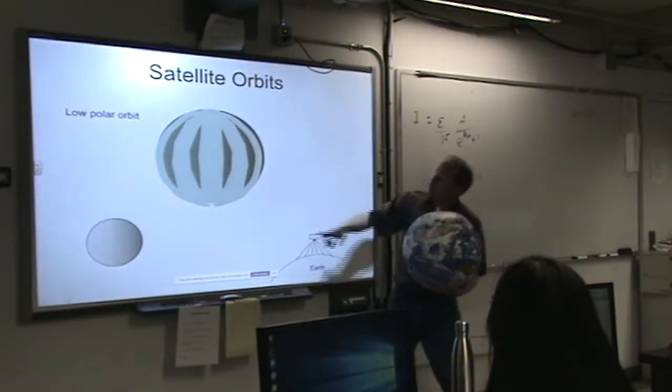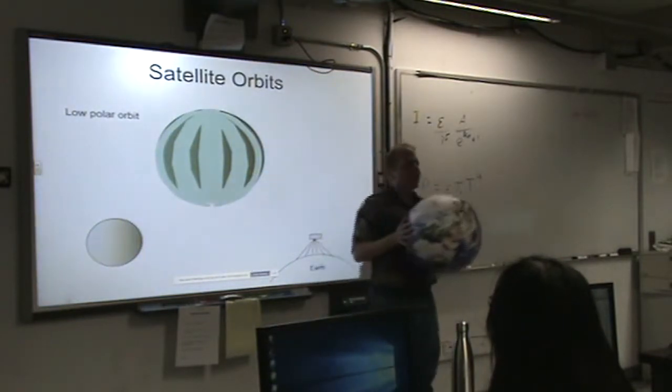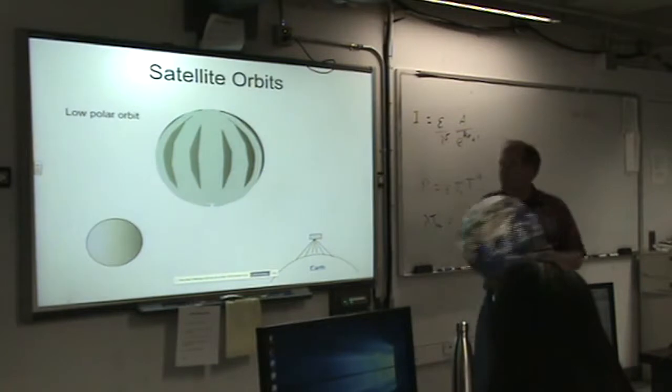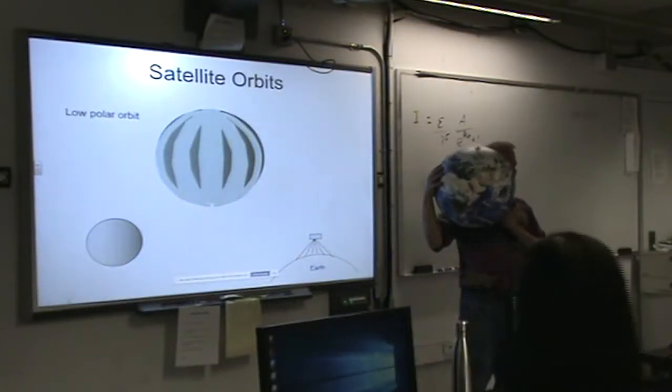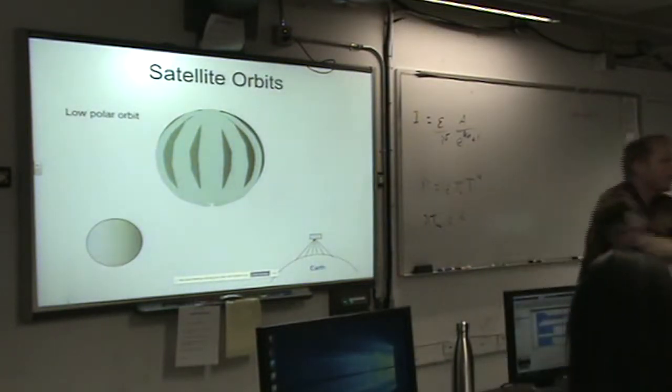But there's something happening. We see that these swaths don't overlap, but there's a reason for this. Like, Damien, how much of the Earth can you see right now? About half of it, okay? How much can you see right now?